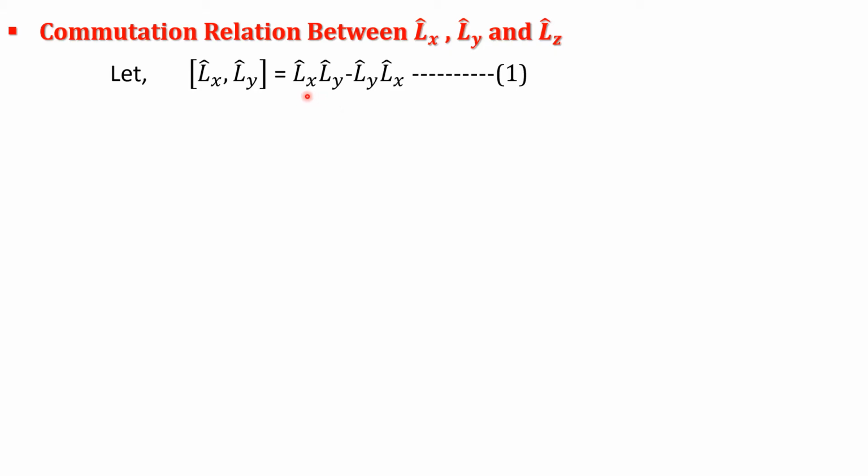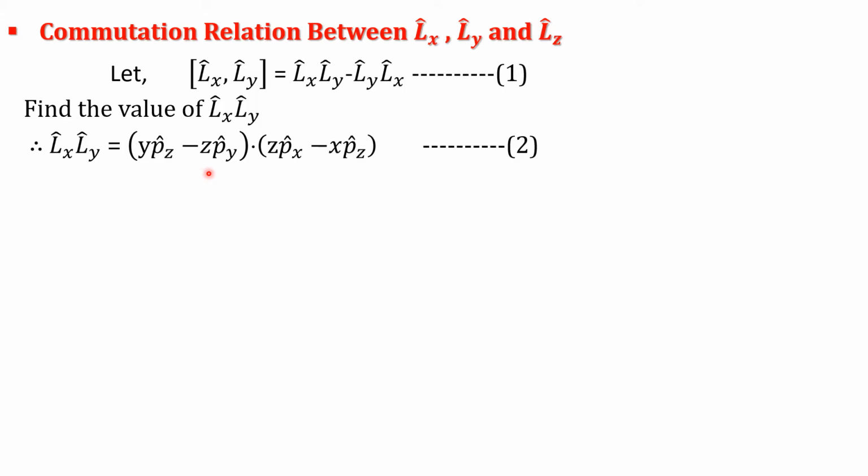Firstly, we find the product of the two operators LxLy by putting in the values of Lx and Ly, and then we find LyLx. Now we simplify equation 1. Firstly, we find LxLy. Put the value of Lx, y pz minus z py, into one bracket and the value of Ly, z px minus x pz, into another. Here pz is the z component momentum operator, py is the y component, and px is the x component momentum operator.